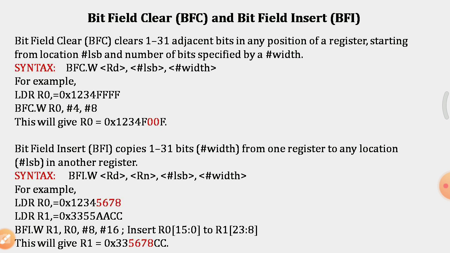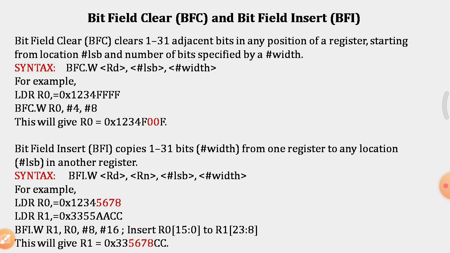We will see an example. LDR R0, =0x12345678. LDR R1, =0x3355AACC. Now BFI.W R1, R0, #8, #16.